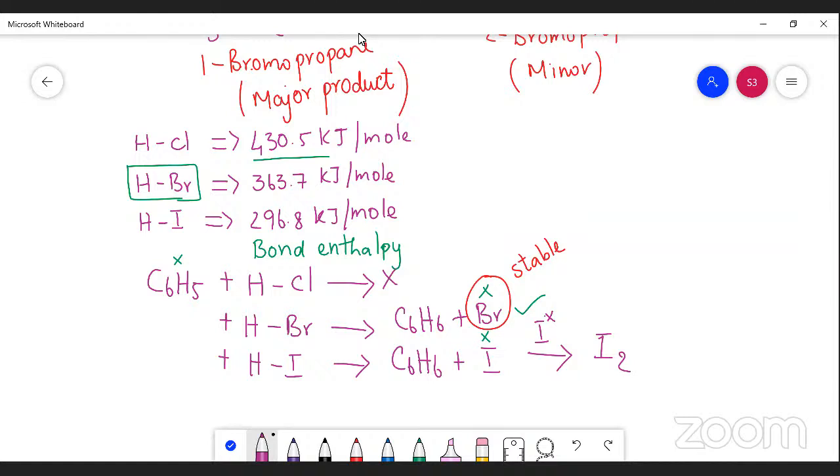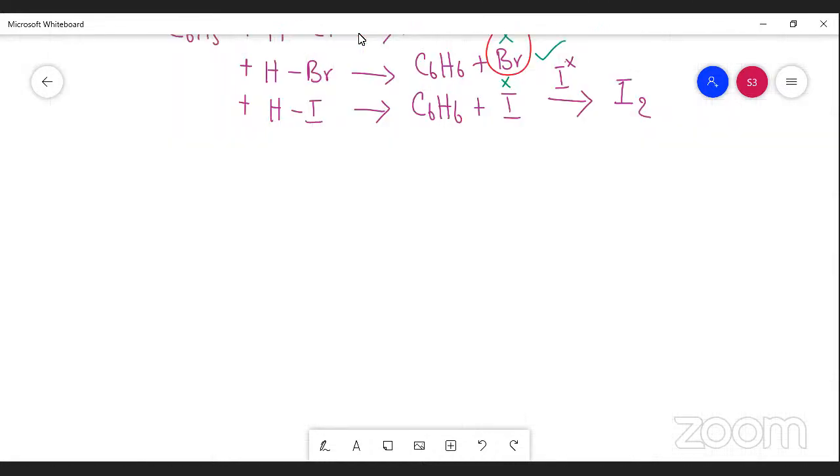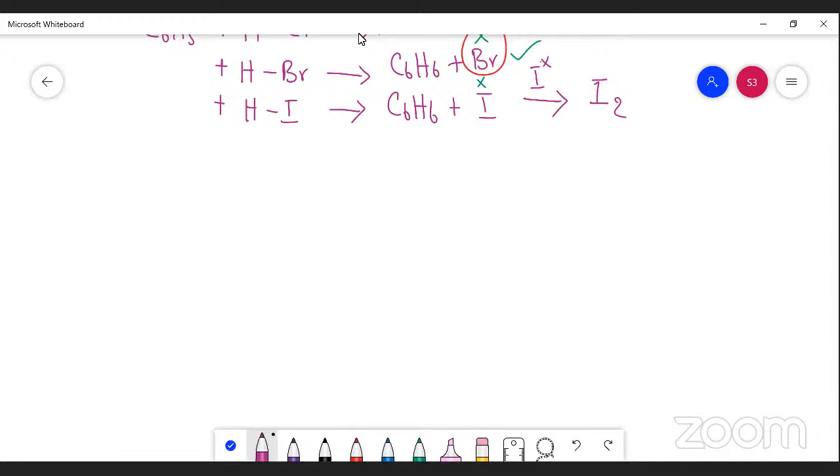Now, if you take 3-methyl-1-butene, CH3, CH3, CH, CH double bond CH2, and it is reacted with HBr, what is the major product?